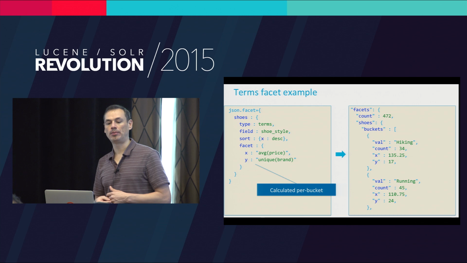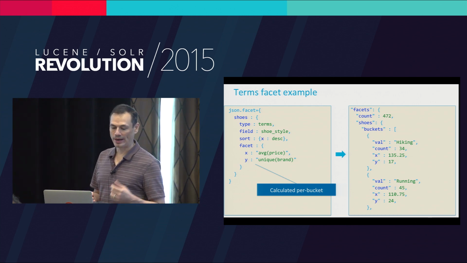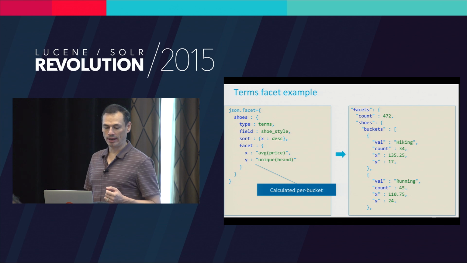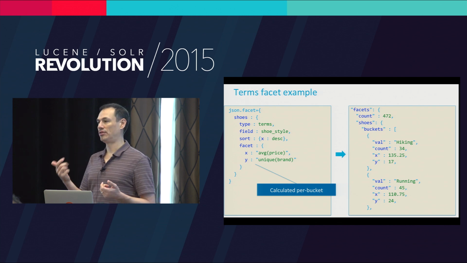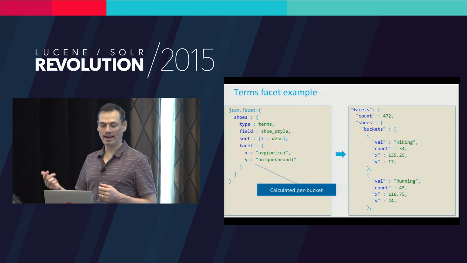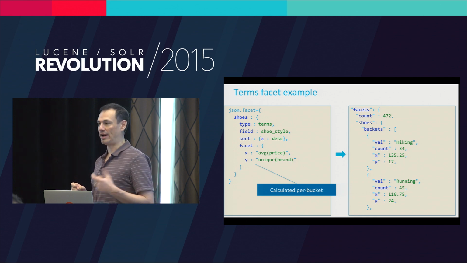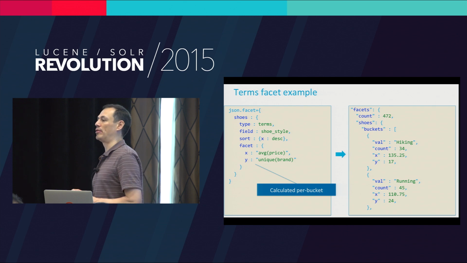So here's a simple terms facet example. We have our JSON.facet, and we call the facet shoes, and we say the type of the facet is a terms facet. It's on the field shoe style. We're sorting by X descending, and X is defined in the facet block within that facet, where we say X is the average price and Y is the unique number of brands.